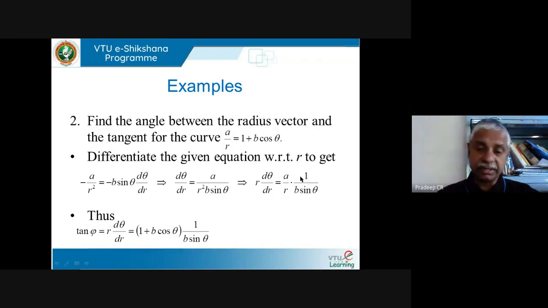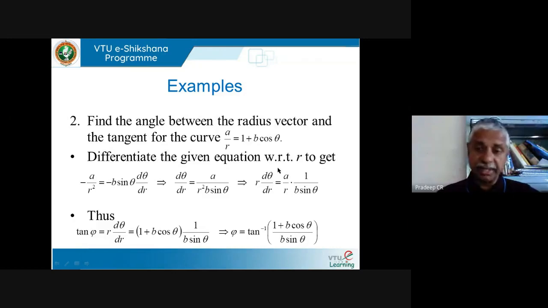How do I get this? a by r is nothing but 1 plus b cos theta. So that's what I have substituted here. So tan phi, which is r d theta by dr, is 1 plus b cos theta into 1 by b sine theta. This means phi is tan inverse of (1 plus b cos theta) by b sine theta. That's it. That's all you have to do.